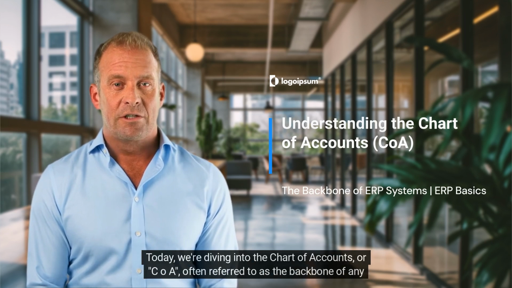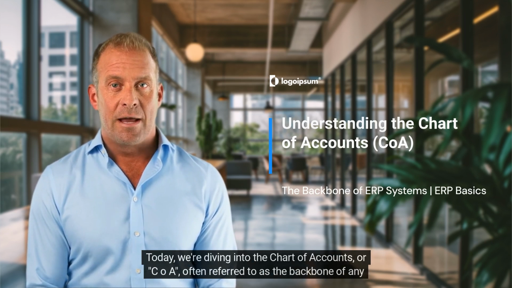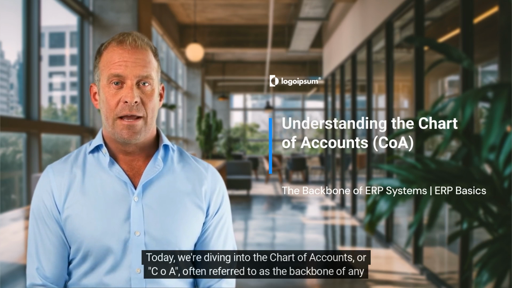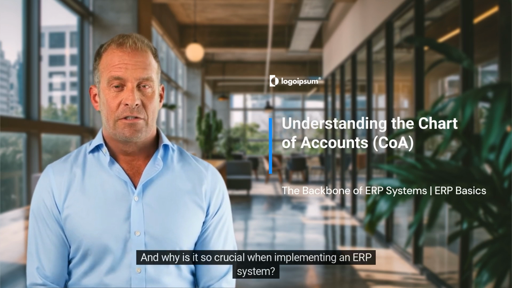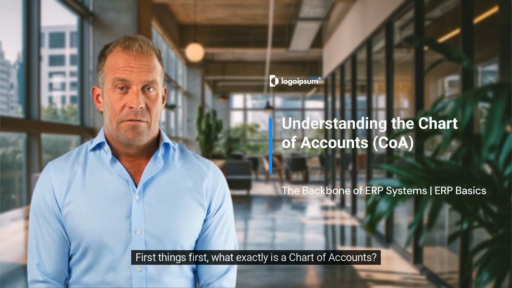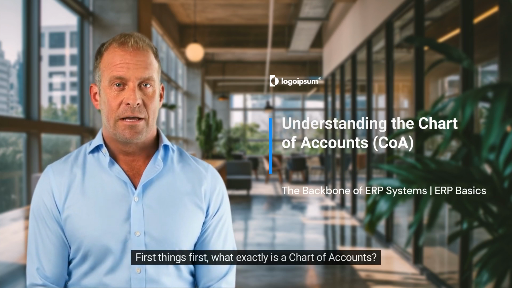Today we're diving into the Chart of Accounts, or CoA, often referred to as the backbone of any ERP system. But why is it called the backbone? And why is it so crucial when implementing an ERP system? Let's break it down. First things first, what exactly is a Chart of Accounts?